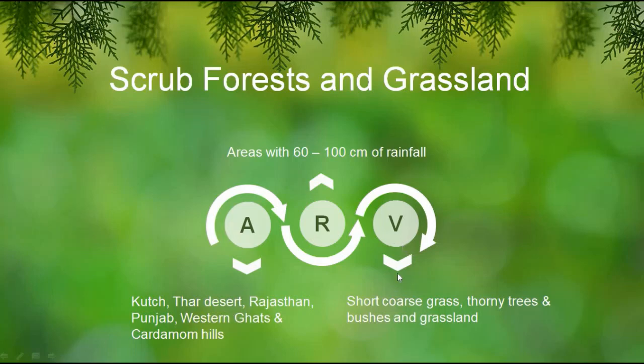And which vegetation can we see there? Short coarse grass, rough grass, thorny trees and bushes. Coarse grass is different, ordinary grass is different. Coarse grass is not suitable for fodder. For grazing, it is not useful. So these are the vegetation found here. This is about the scrub forest.